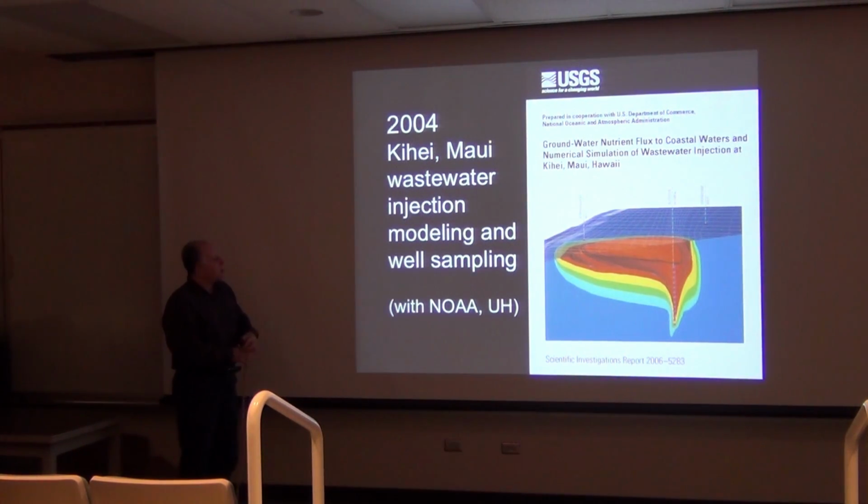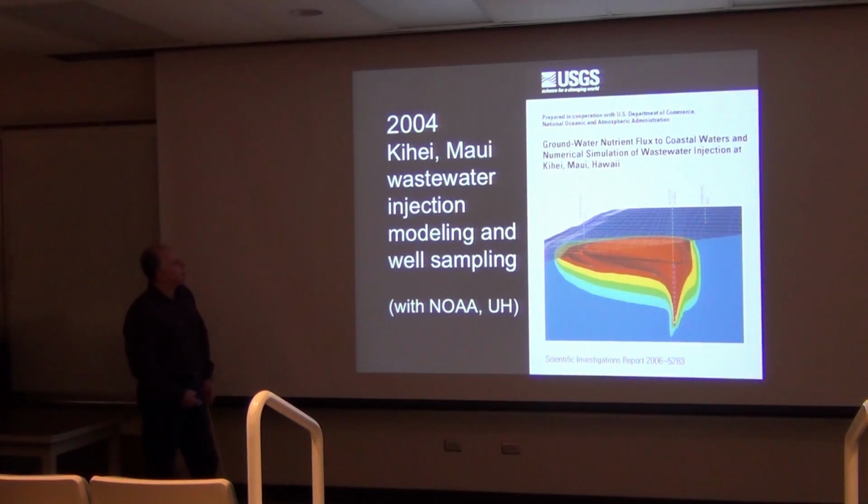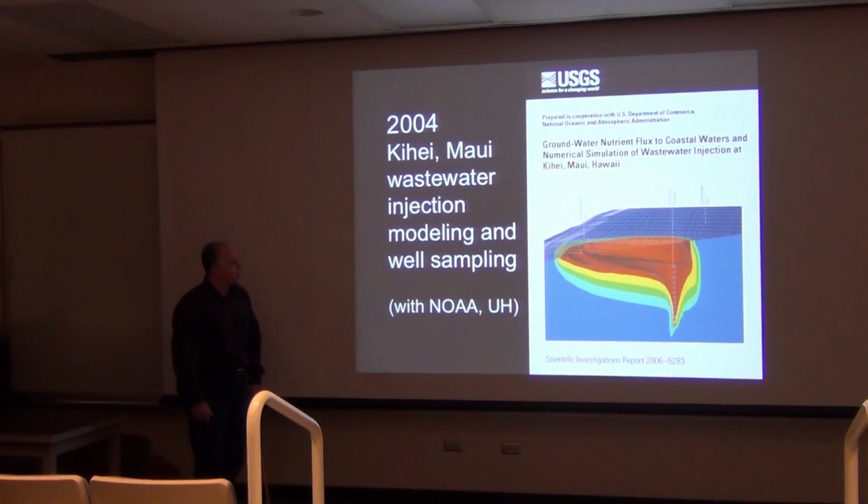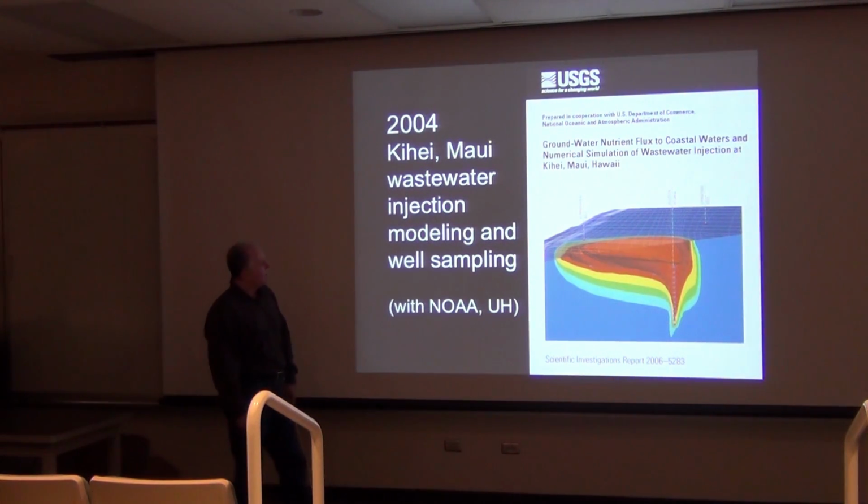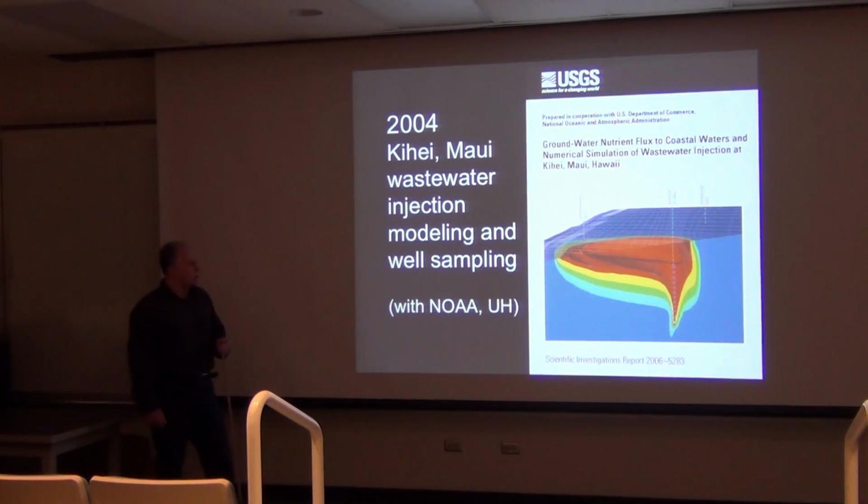This is a project over in Kihei, Maui, and this did have to do with injection wells. I came up with a three-dimensional model of the injection process, what the injection plume looks like, and this was with NOAA and collaborators here at University of Hawaii, Celia Smith's group, the experts in algae. This was driven by concern with algae blooms.